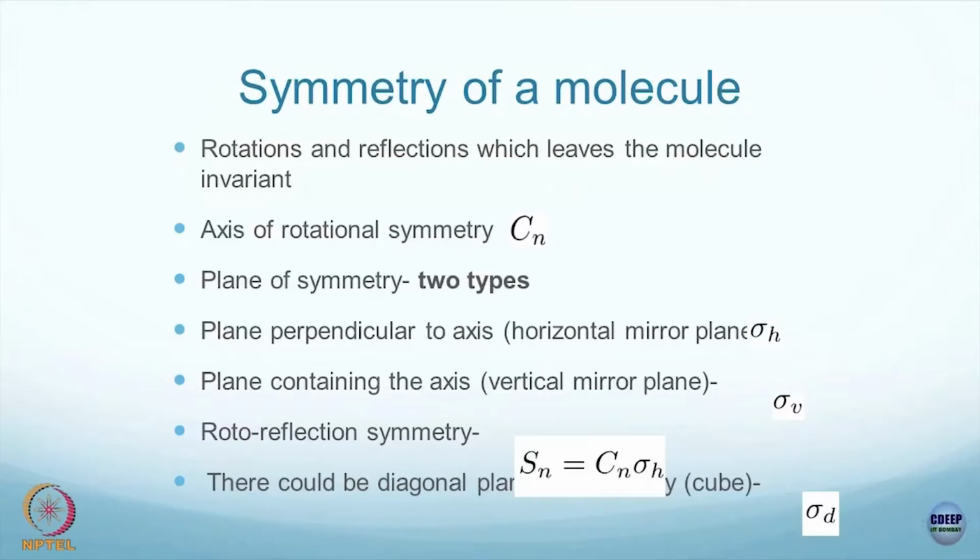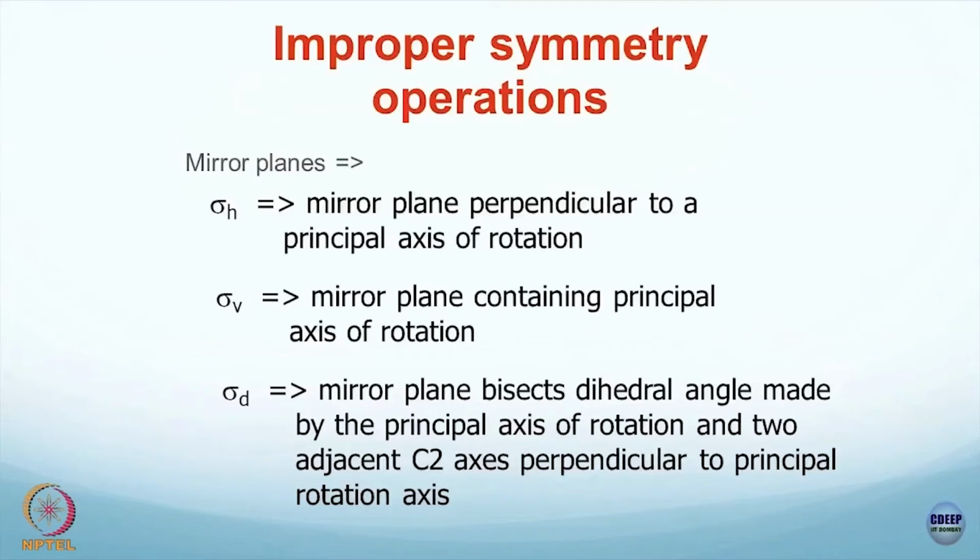So, this is basically a rotor reflection. Sometimes the molecule will not have a pure rotational axis, it will not have a pure mirror plane symmetry, but you could do something like a rotation and then a reflection, and that combination may be a symmetry. I will show you a couple of things so that you understand. It is called rotor reflection. And there could also be diagonal planes. So, let me just go over this again.